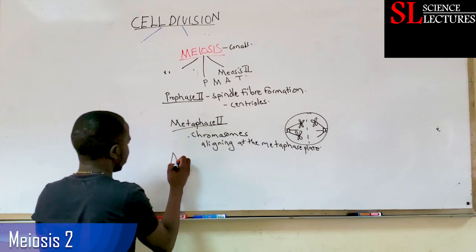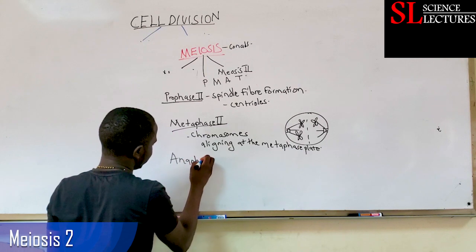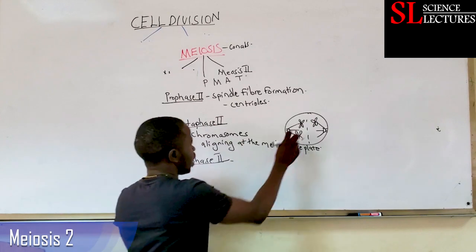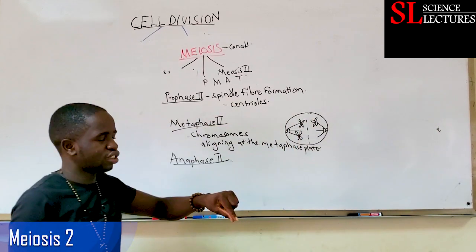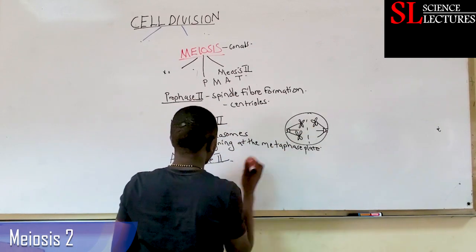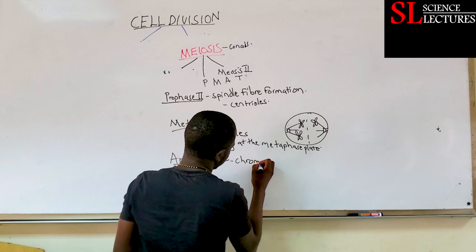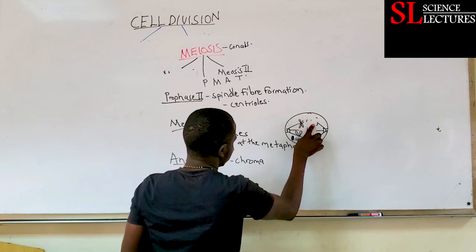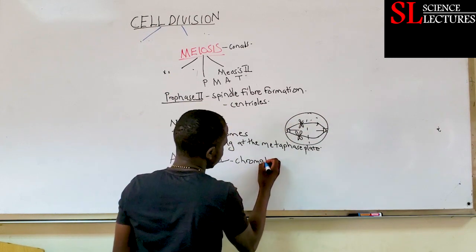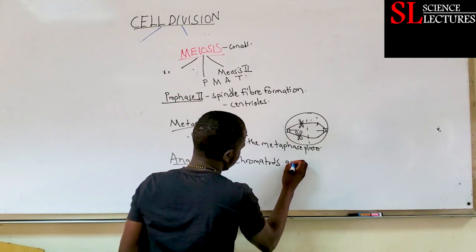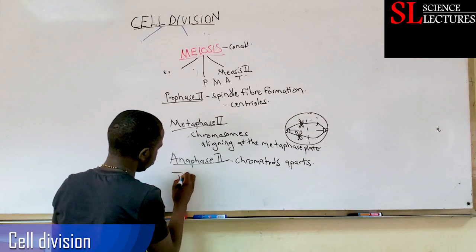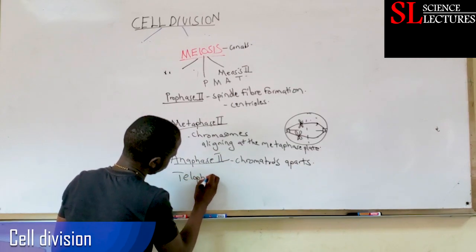Then from here we proceed to anaphase 2. In anaphase 2, we have what they call motor proteins. The motor proteins shall pull these chromatids apart. So when the chromatids are pulled apart, that means we can go to telophase 2.